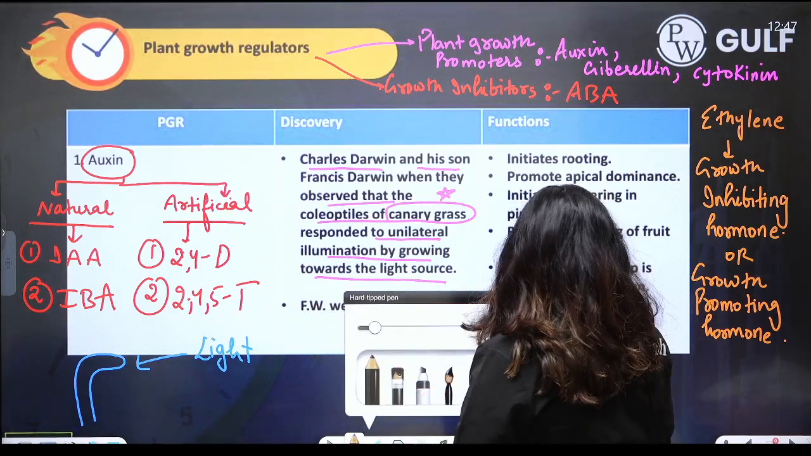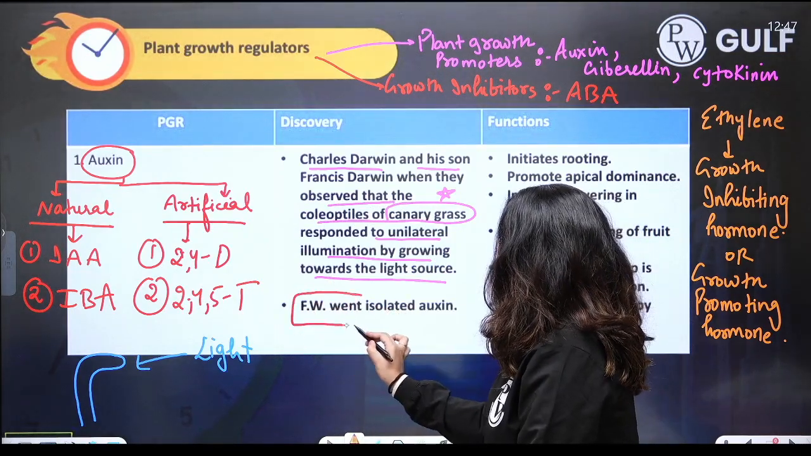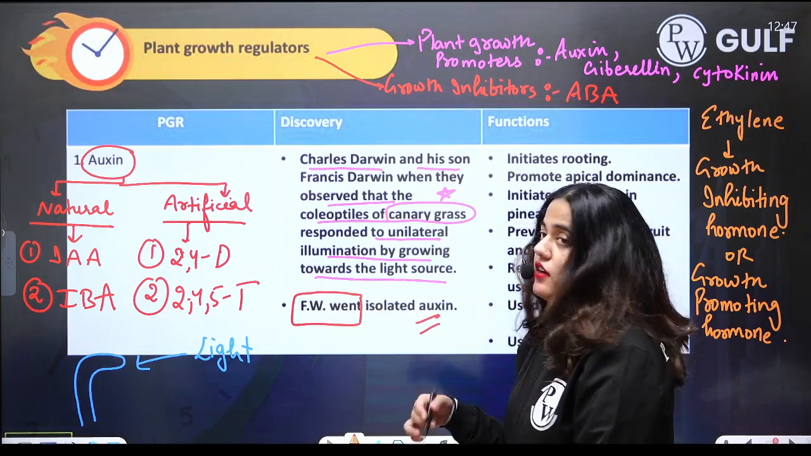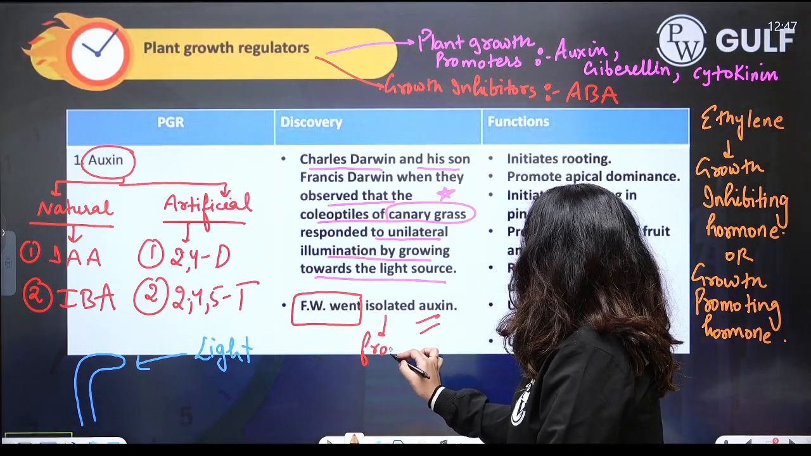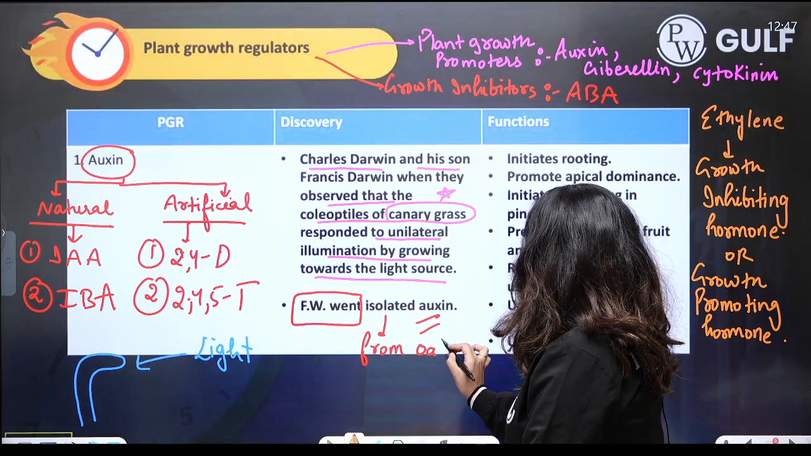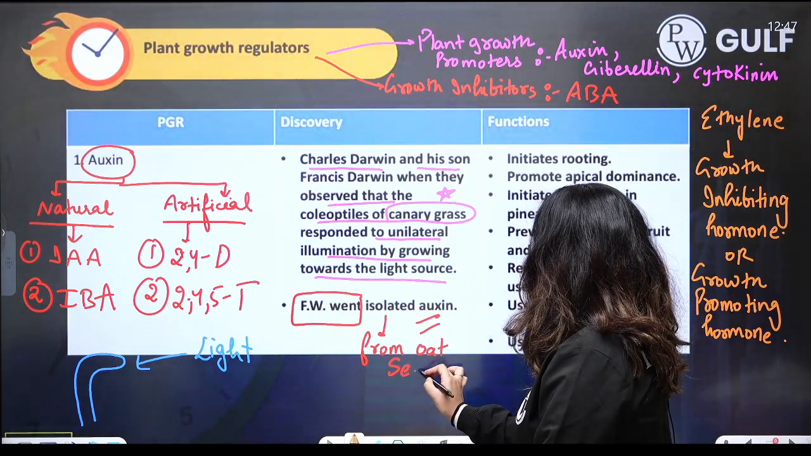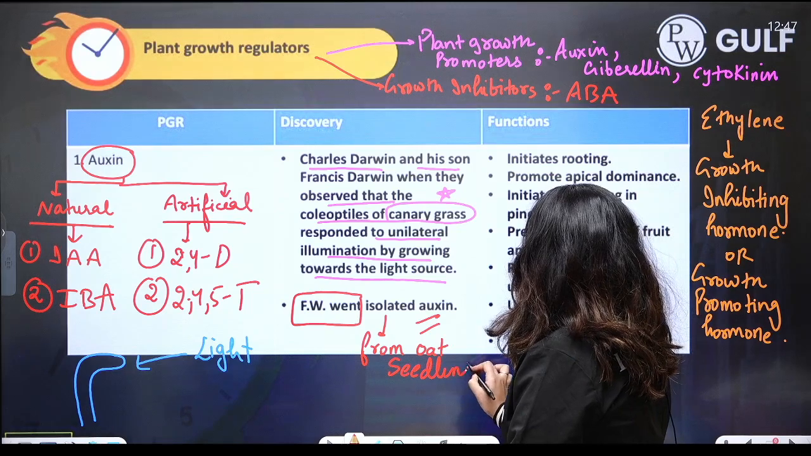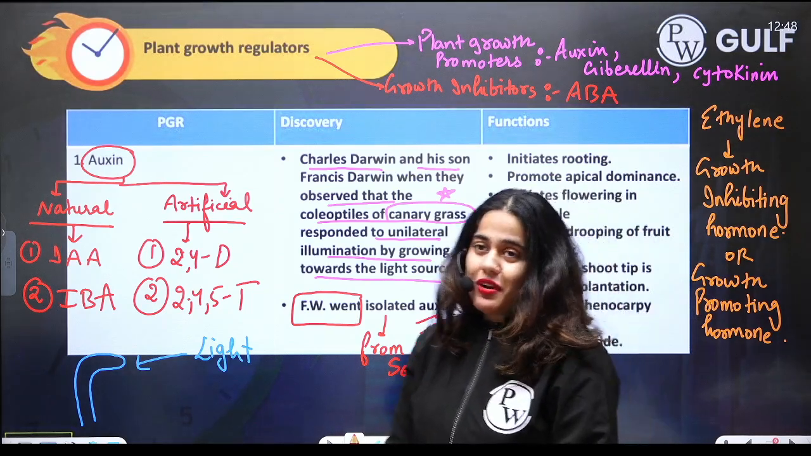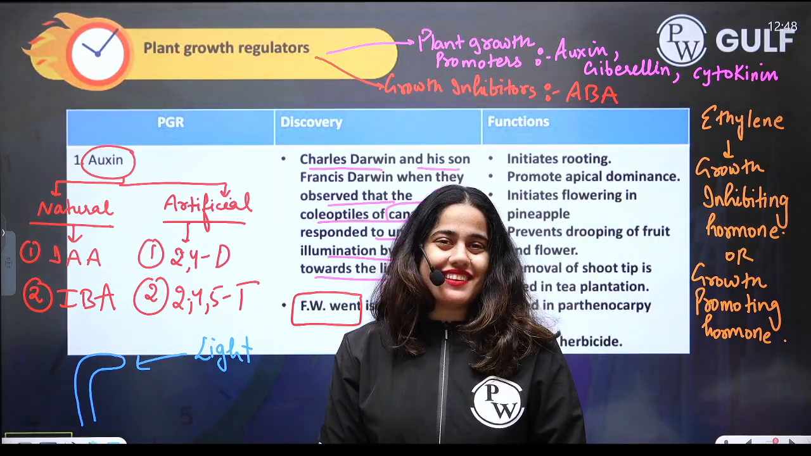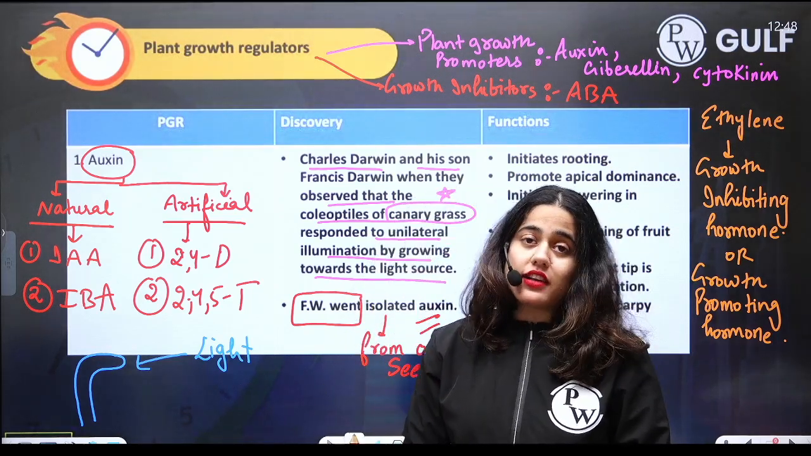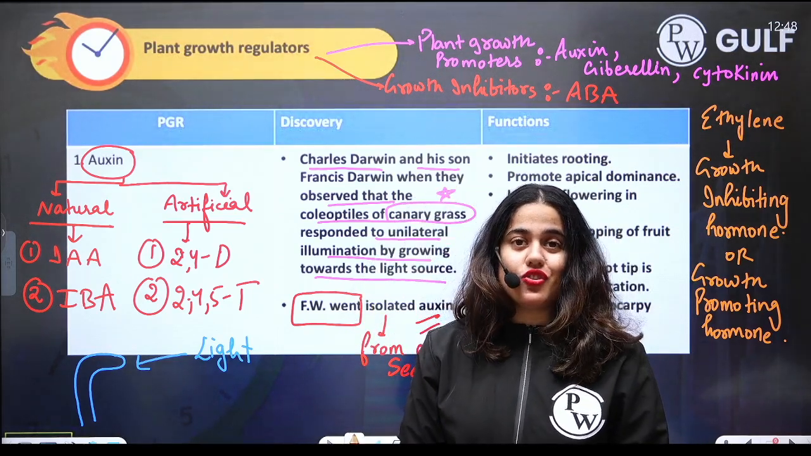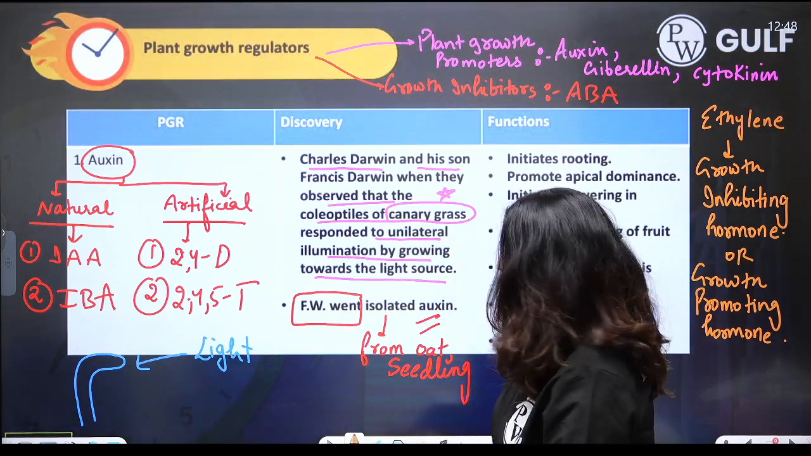Then F.W. Went was the first one to isolate or discover auxin. He isolated it from the oat seedling. Oat is a plant, and from its seedling, F.W. Went first isolated this hormone. So this was the first hormone to be discovered, and its discovery credit is given to F.W. Went.